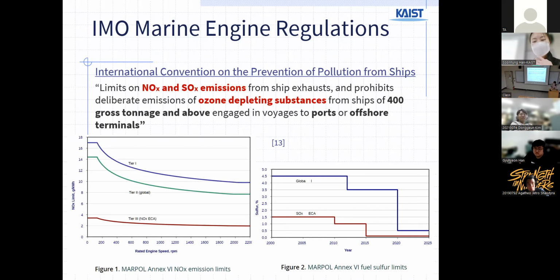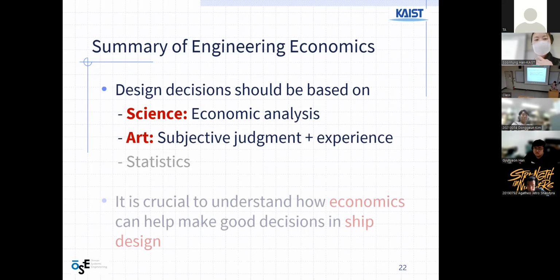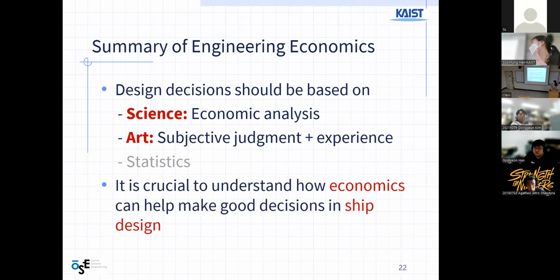So in summary, design decisions should be based on economic analysis as well as subjective judgment and experience, as well as a little bit of statistics you want to refer to. You have to consider science, art, as well as other comprehensive factors to design an actual ship. So it is crucial, although we are engineers, to understand how economics is related to the field of design and help make good decisions in ship design.